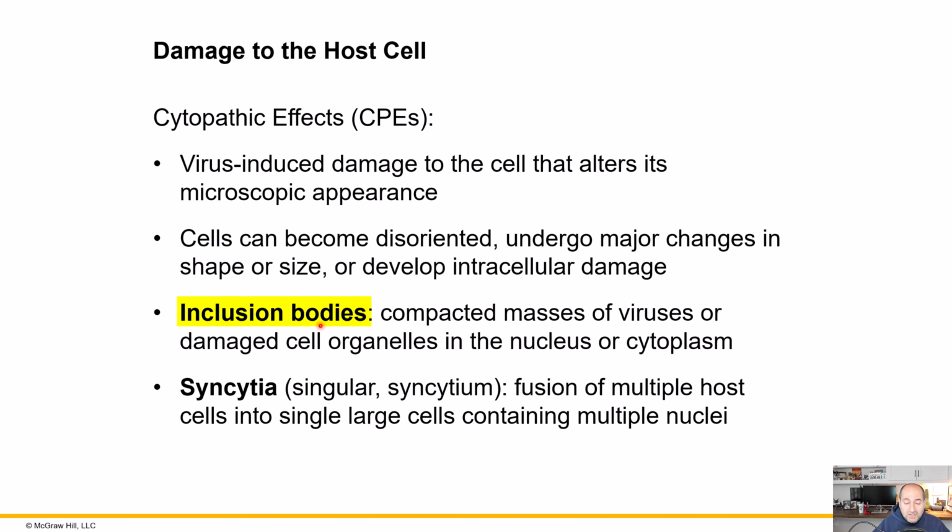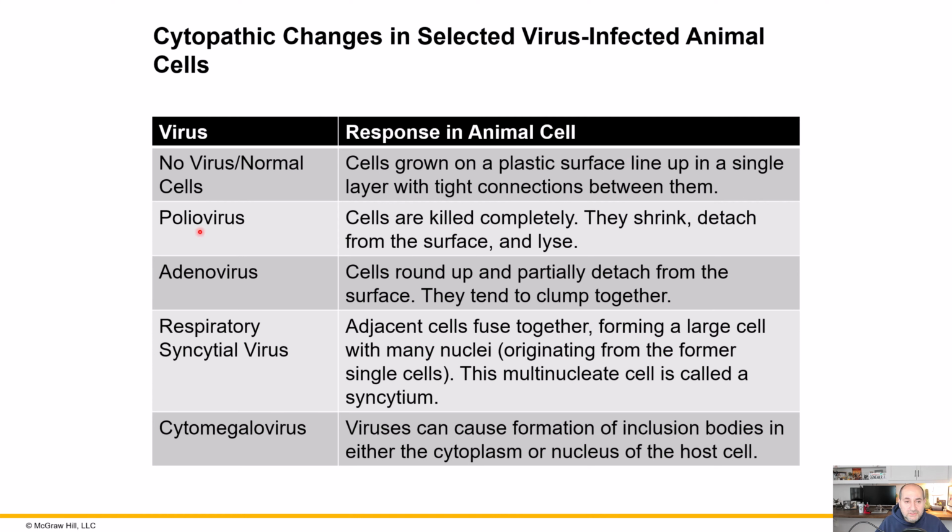You could also see inclusion bodies, or compacted masses of viruses inside of the cell, or damaged cell organelles in the nucleus or the cytoplasm. You could even see syncytia, which are fused cells, a fusion of multiple host cells into a single large cell. Viral infection can cause two cells to fuse into one big cell. This table highlights various viruses and their cytopathic effects, the responses in the animal cell. Different viruses can cause different CPEs.